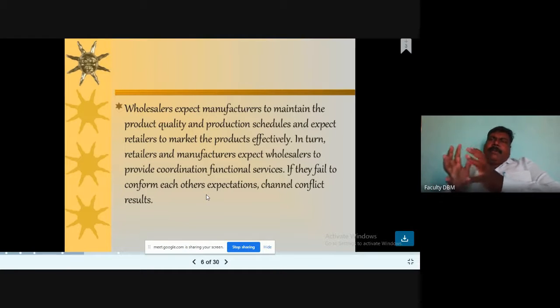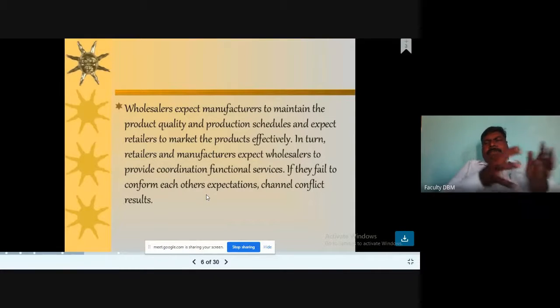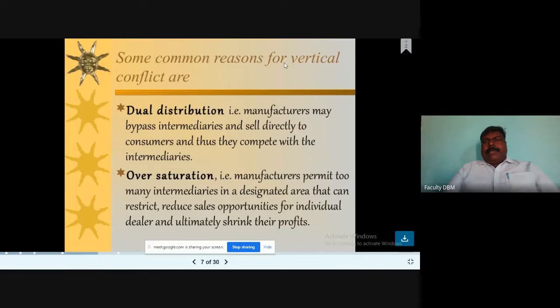But if the manufacturer has delays in transportation or in producing the product, then conflict between the retailers, wholesalers, and manufacturers occurs. So a just-in-time approach should be there. That is JIT. Some common reasons for vertical conflict are dual distribution.